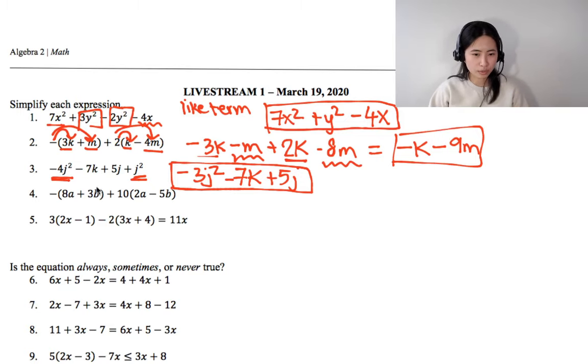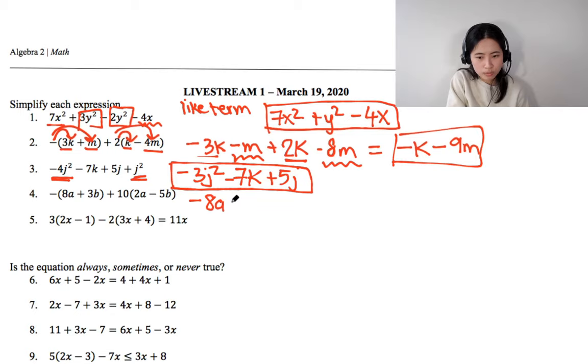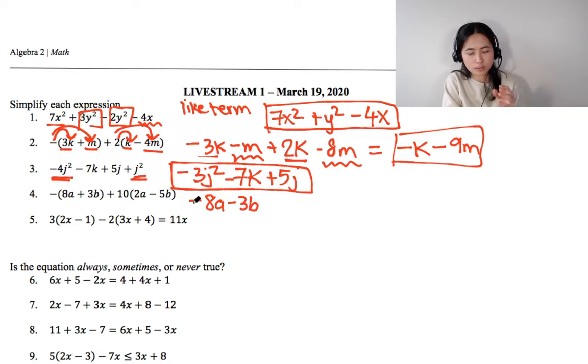So for number 4, this is very similar to number 2 because you're applying the distributive property. In that case, you're going to have to distribute the negative sign here. So this is going to be negative 8a, and this would be minus 3b. So you need to expand this further and then you combine the like terms. That's how you're going to solve it.